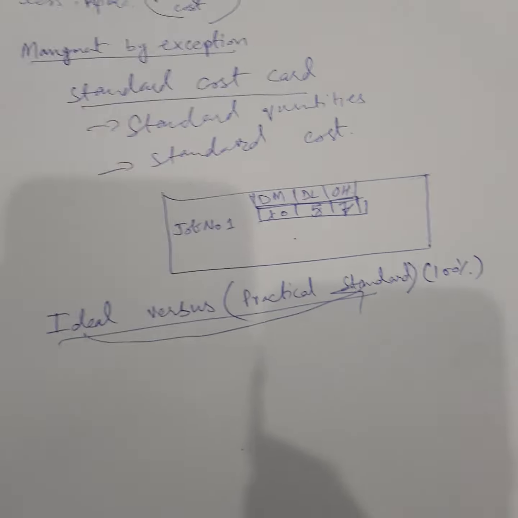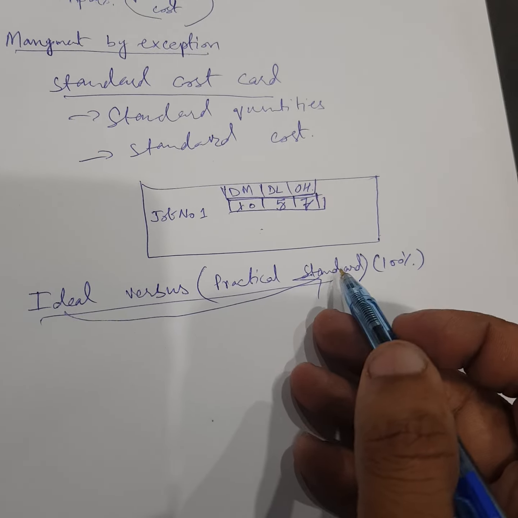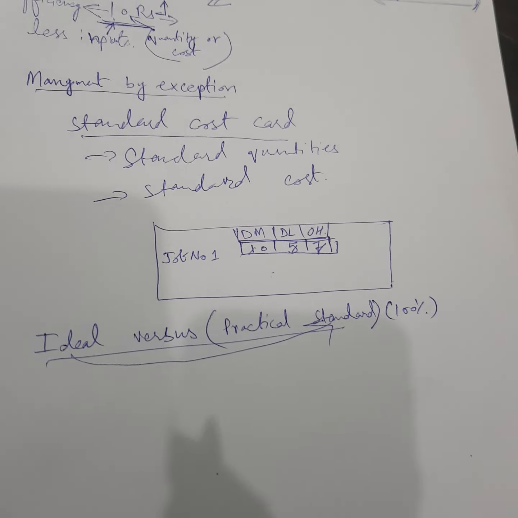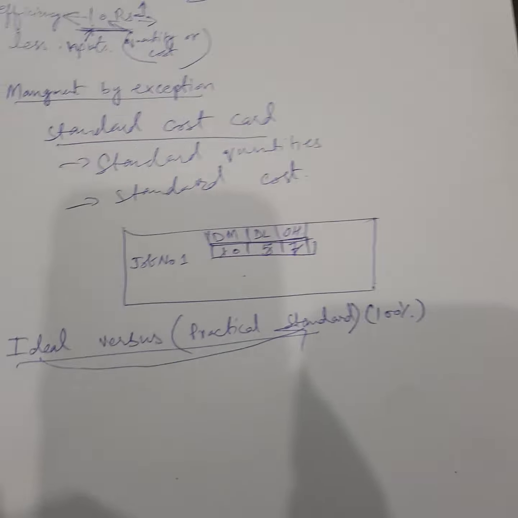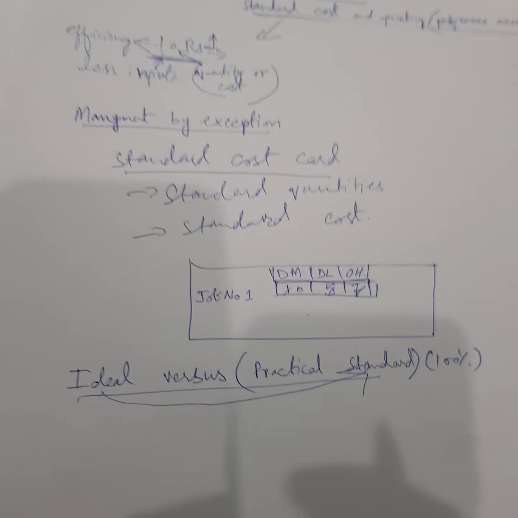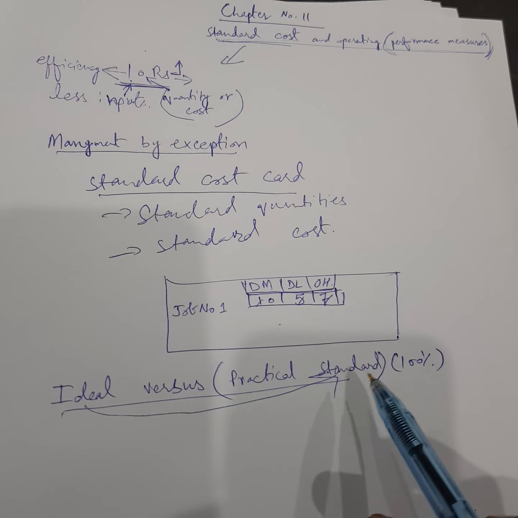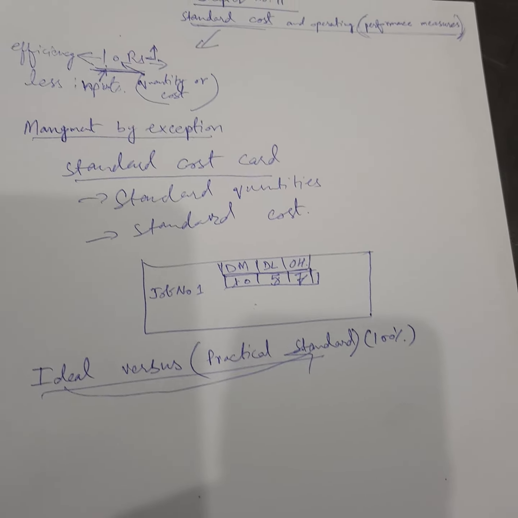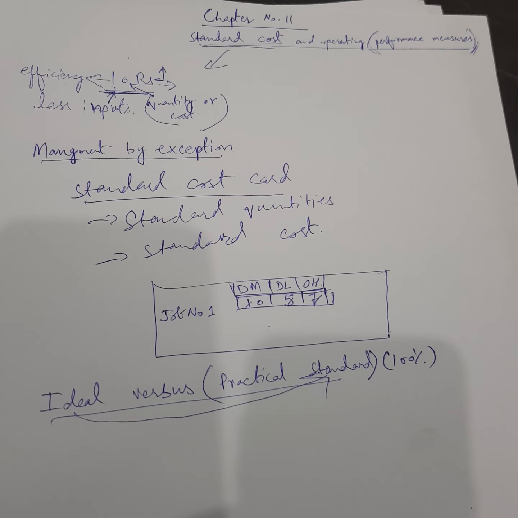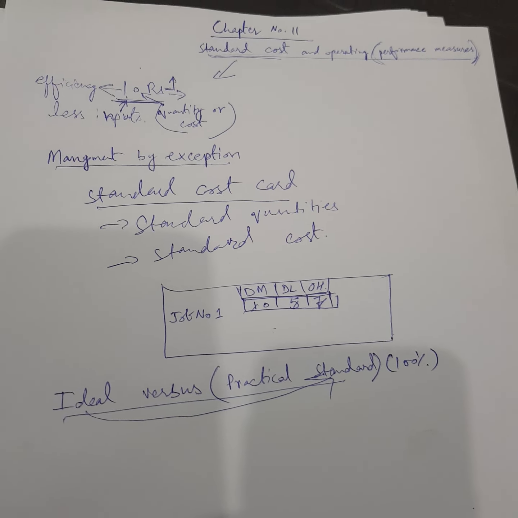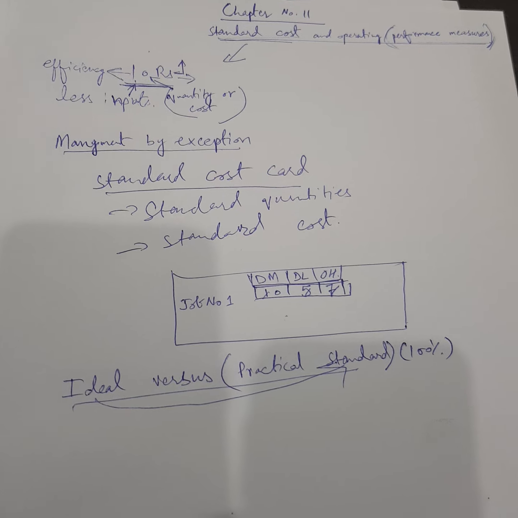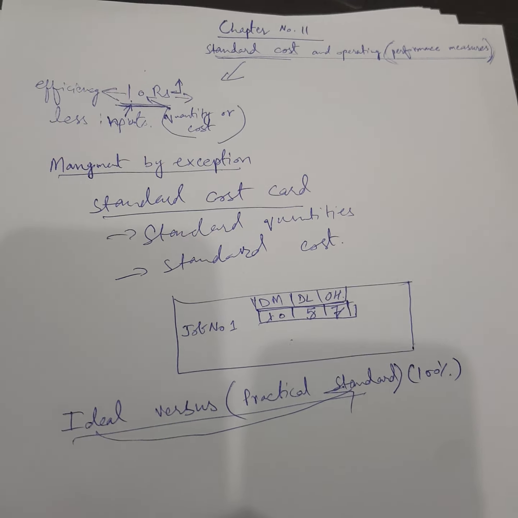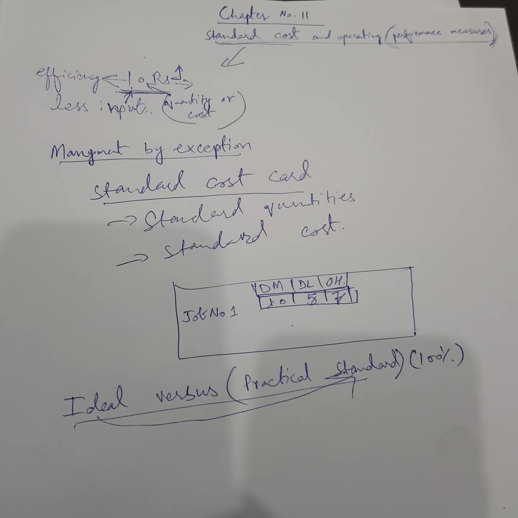It means in ideal standards everything is up to the mark, but as compared to it, in practical standards there are deviations, there are variations. The efforts of workers are average, so there is a need for the manager to look after the matter, to take corrective actions, to take control over the work.